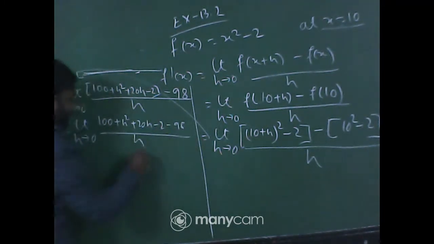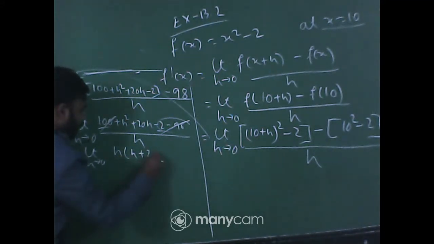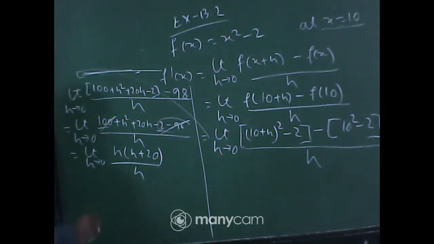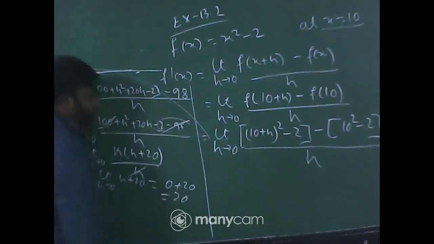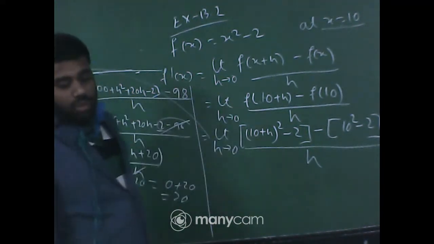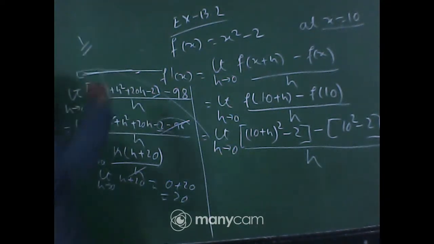Now student, it is clear that 100 minus 2 minus 98 is 0. From limit h tends to 0, if I take h common, h plus 20, so h will be removed. Now limit h tends to 0, h plus 20, just put the value h equal to 0. So 0 plus 20, that equals 20. So using first principle in this way we can solve. That is question number 1.